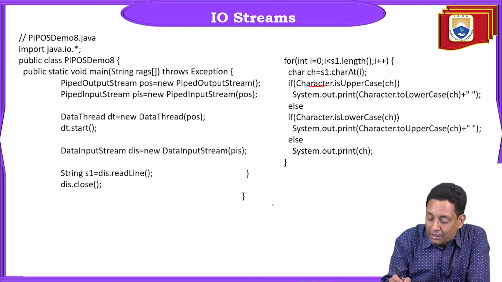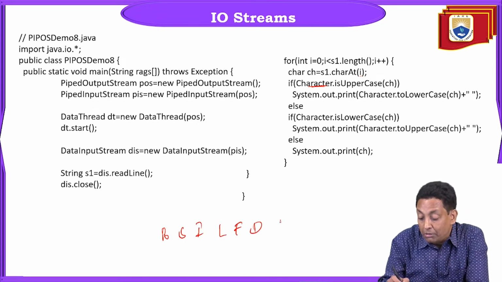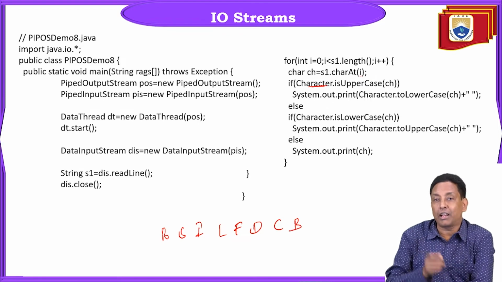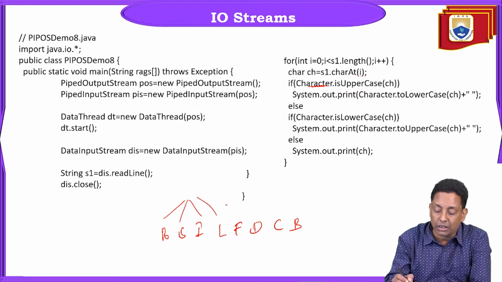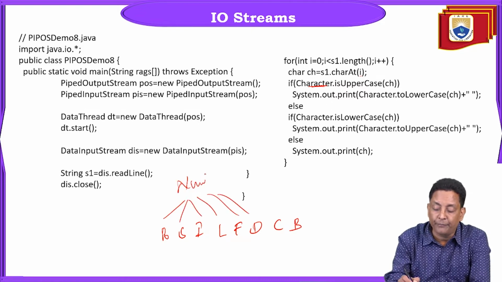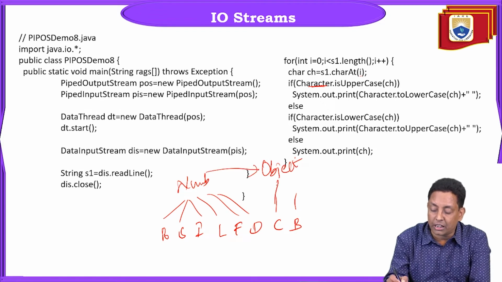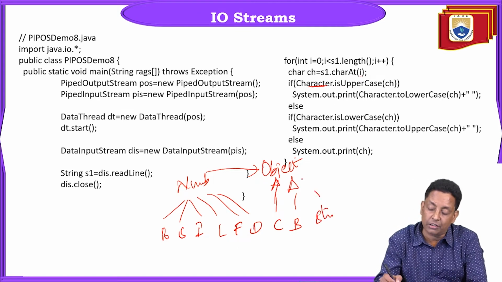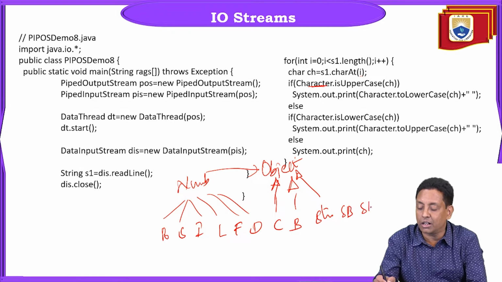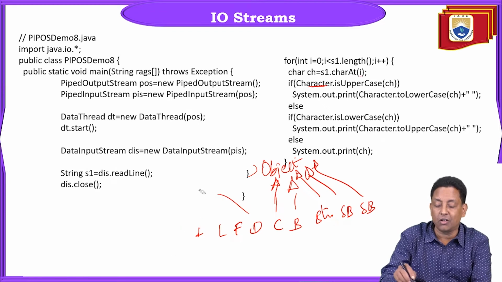Character is a wrapper class. What are the wrapper classes available? Byte, short, integer, long, float, double, character, boolean. For the 8 primitive data types, 8 wrapper classes are available in Java. But all these numeric wrapper classes are derived from Number, and Character and Boolean are derived from Object. The Number class is also derived from Object, and Character directly derives from Object. The Boolean class also directly derives from Object. The String class also directly derives from Object. StringBuffer and StringBuilder are all derived from Object only. Anyway, that is not the discussion here.